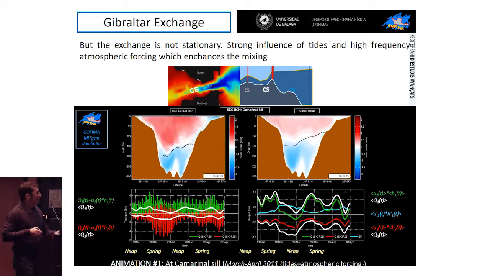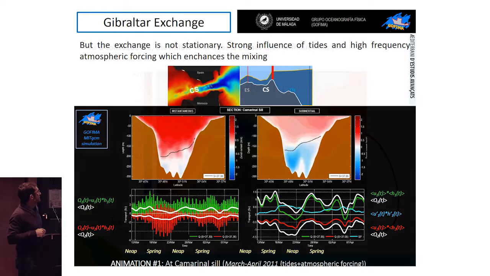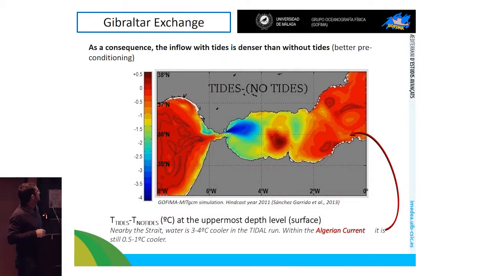and if not, what's the impact on our simulations? A quick example: these are two simulations performed, one with tides and one without tides, and this is the temperature difference. You can see that there are huge temperature differences, up to 2 degrees, just because of the inclusion of tides. Tides are mixing the inflow and the outflow, so the water that is entering the Mediterranean is denser than it should be without the tidal mixing. And it has been shown that this has impact not only around the Strait of Gibraltar, but also for the generation of dense water formation as far as in the northwestern Mediterranean.